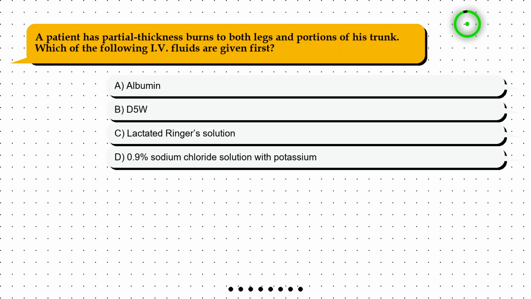Question 1. A patient has partial thickness burns to both legs and portions of his trunk. Which of the following IV fluids are given first? Option A, albumin. Option B, D5W. Option C, lactated Ringer's solution. Option D, a 0.9% sodium chloride solution with potassium.